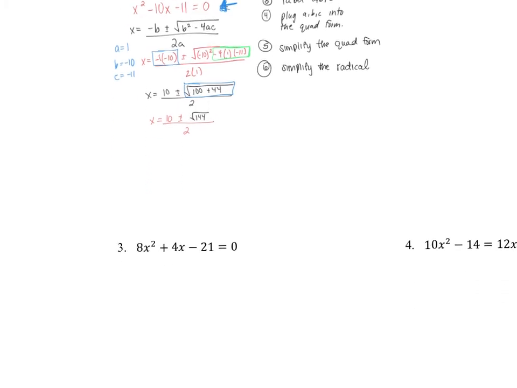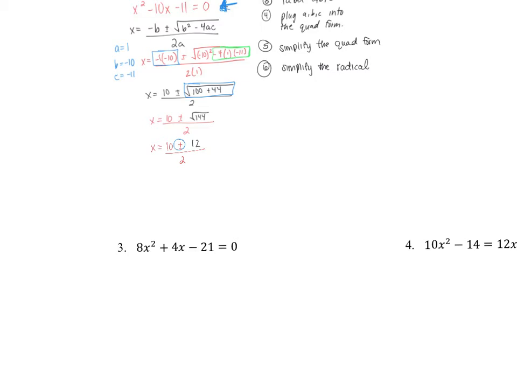Now, I'm still not done. I still have to continue to simplify that radical. So x equals 10 plus or minus. Now, the square root of 144 is 12. That's a perfect square, so I can just write the square root down. Now, it may look like we are done, but this plus or minus tells us something.